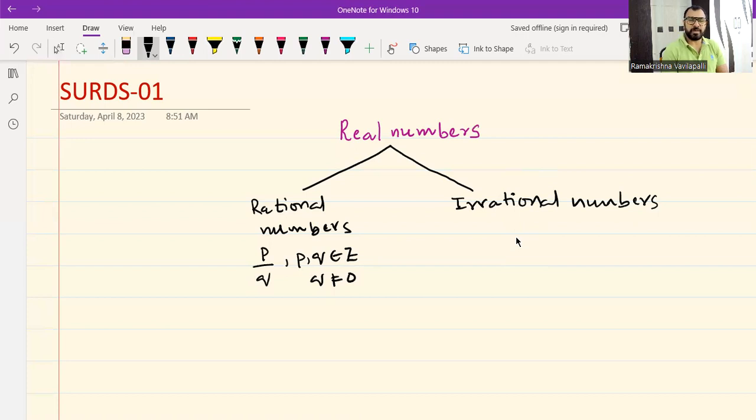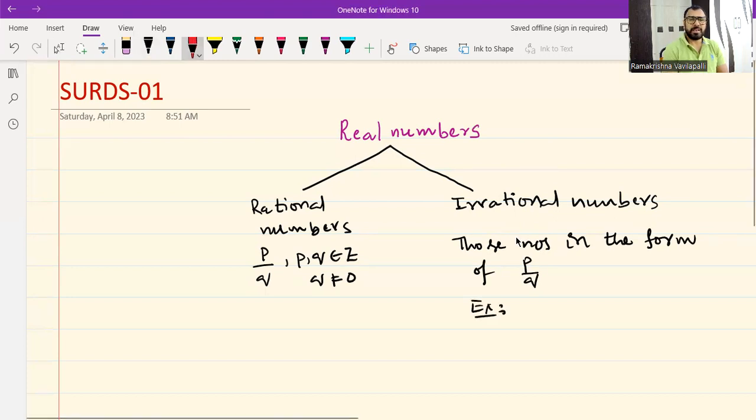Irrational numbers are those numbers not in the form of p by q. For example, some irrational numbers are root 2, root 3, pi, e, etc. So these are all irrational numbers.